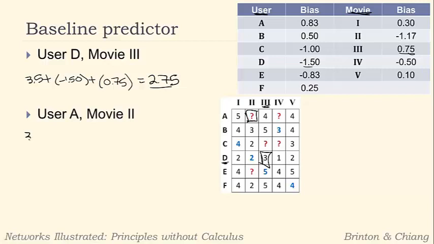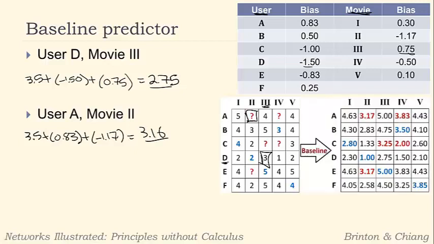We start with the mean again of 3.5. Then we add the bias of A, which is 0.83, and then we add the bias of movie 2, which is negative 1.17. Again, this is more negative than this is positive, so we're going to go below the average, and we get 3.16 here. So it's a little more below the average. If we continue that out, we do the baseline for all the values, and this is what we'll get in this table here.